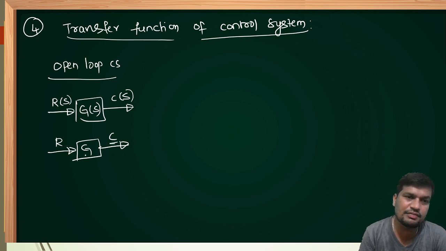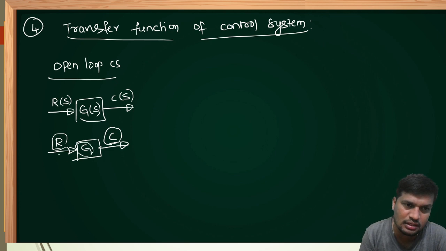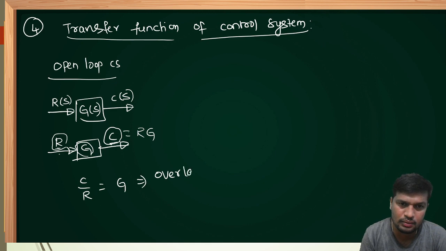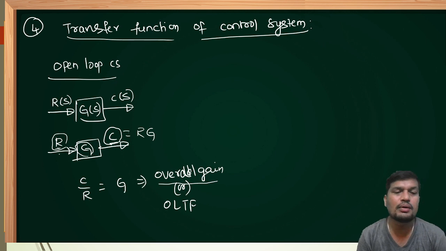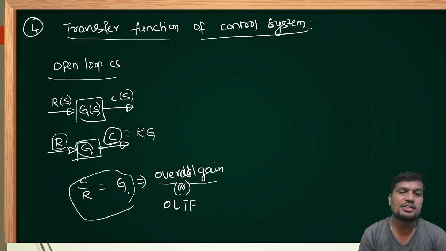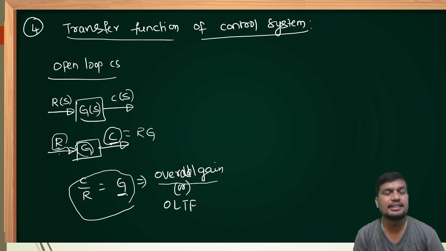Transfer function is the ratio of output to the input, or else the output C we can get just by multiplying these two blocks. Why? Because R and G both are in cascade. Therefore C is equal to R into G, or C by R equal to G, which is called overall gain of the open loop system, or else open loop transfer function. Open loop transfer function or overall gain in open loop system will be the same, that is nothing but G.